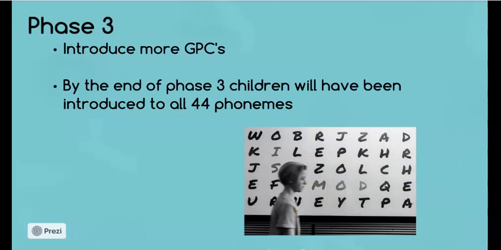Phase 3, then more sounds or GPCs are introduced. So again, if you watch any of the phase videos, you'll learn how to say these sounds yourselves, and you can see how they're spelled and example words that they're given in. By the end of phase 3, children will have been introduced to all 44 phonemes, so they will have been taught all sounds that fall into the phonics category and that we use for the basis of our reading and writing and spelling.